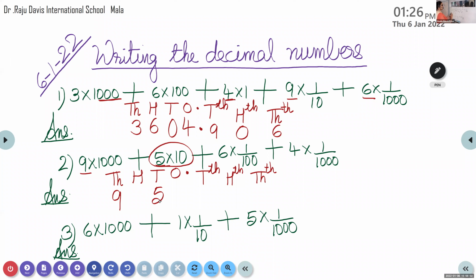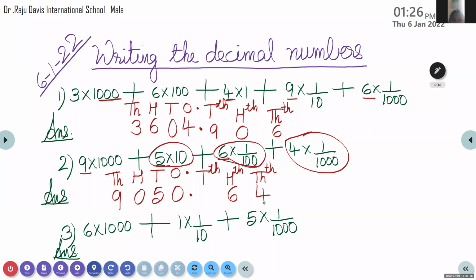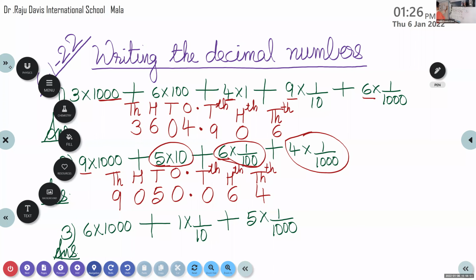Now, the other numbers are in fraction, isn't it? So what do you have to do in the hundreds and ones? Put zeros. Point. In the tenth, six will be in the tenth place. Check, check. Six into one by hundred. Four into one by thousand. So four will be in the thousandth place. So what will be in the tenth place? Zero. So read that number then. 9,050.064. Okay. Good.